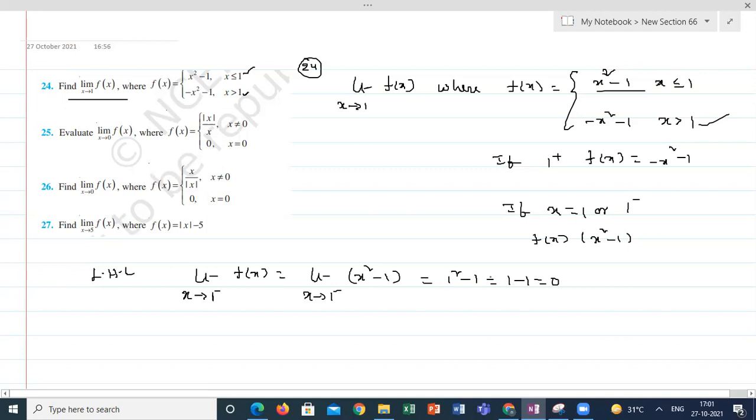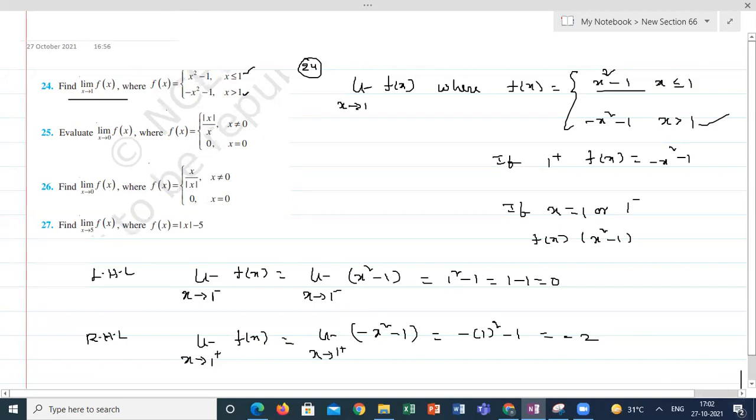Now going for the right hand limit, limit as x tends to 1 plus of f of x. The meaning of 1 plus is greater than 1. So the function is minus x square minus 1. Substituting 1 here, the answer is minus 2.